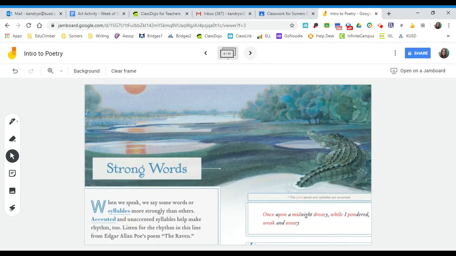Strong words. When we speak, we say some words or syllables more strongly than others. Accented and unaccented syllables help make rhythm. Listen for the rhythm in this line from Edgar Allan Poe's poem, The Raven. Once upon a midnight dreary, while I pondered weak and weary. You can kind of feel the beat a little bit too. Once upon a midnight dreary, while I pondered weak and weary. It kind of has that rhythm to it because of the syllables that have an accent on them or have a little bit more stress or emphasis. So that creates a rhythm or a beat.